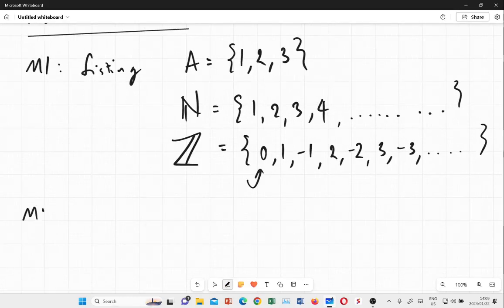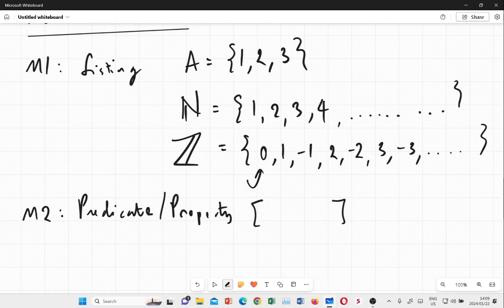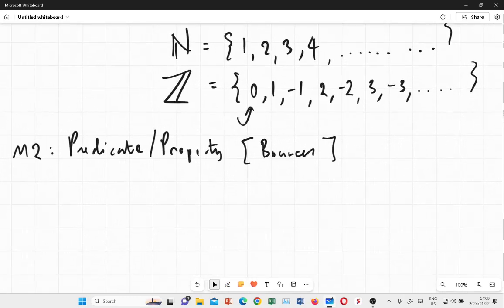The second method by which you can define a set is by using what is called a predicate, or what is called a property. These behave like bouncers at a nightclub. They basically decide who comes into the nightclub or who doesn't, who comes into the set or who comes into the family or who doesn't, okay?